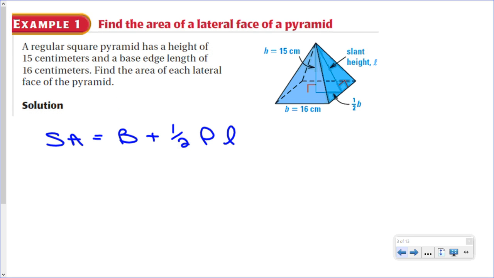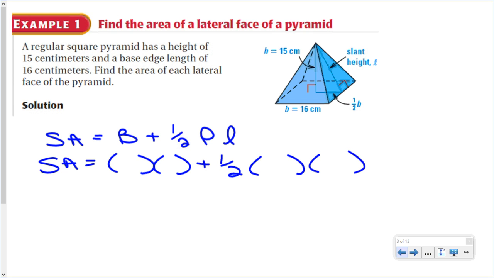All right, let's start filling this in. Surface area, capital B is always a two-dimensional shape. It's like the base, and this one would be a rectangle or a square. Either formula would work fine, so let's go with square. Let's go 16 times 16 plus 1/2, and then you've got perimeter and slant height.